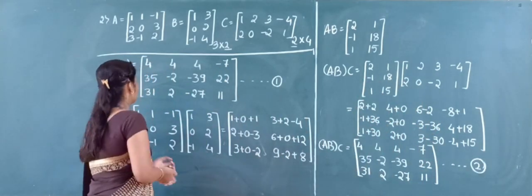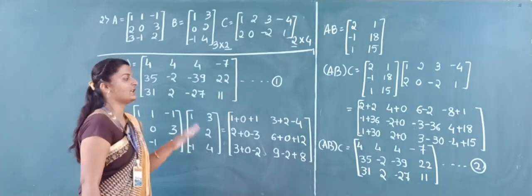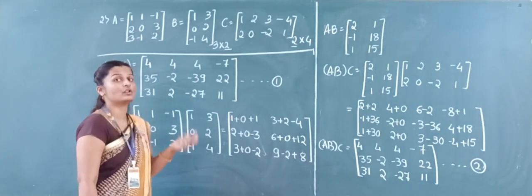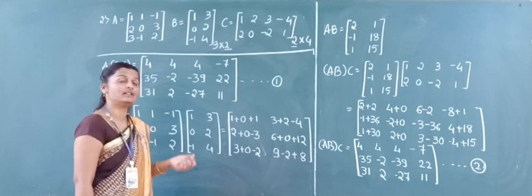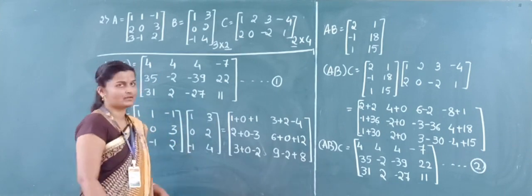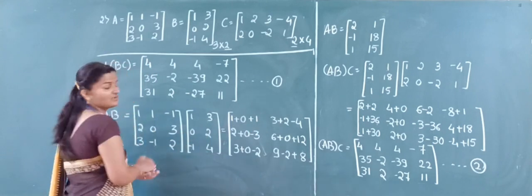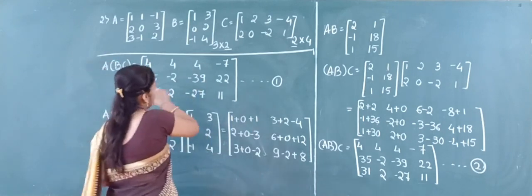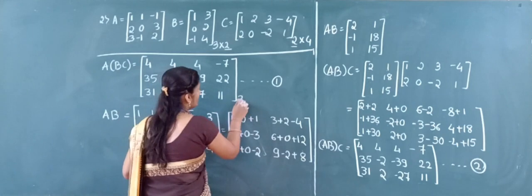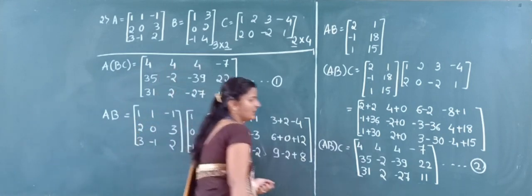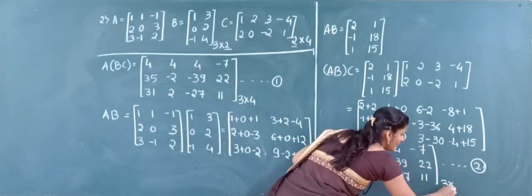So next, we have to check whether both are equal or not. In the question they have given show that, that means we have to show that both are equal. So this is our A into BC, that is AB into C. First we will check the order. What is the order? 3 rows, 4 columns. Here also 3 rows, 4 columns.